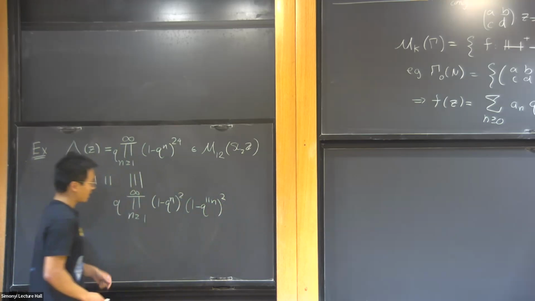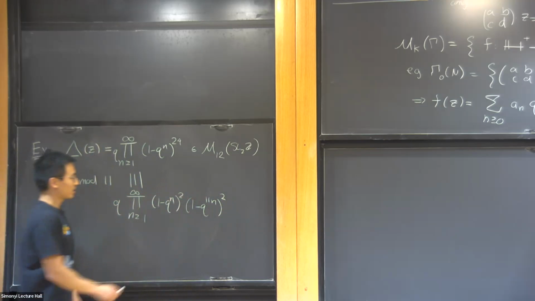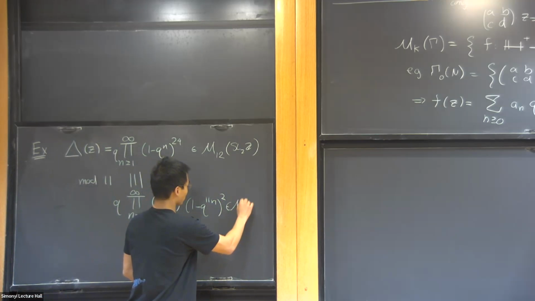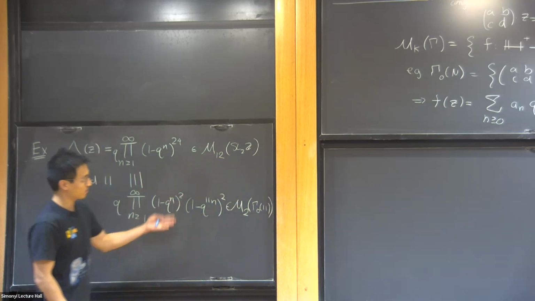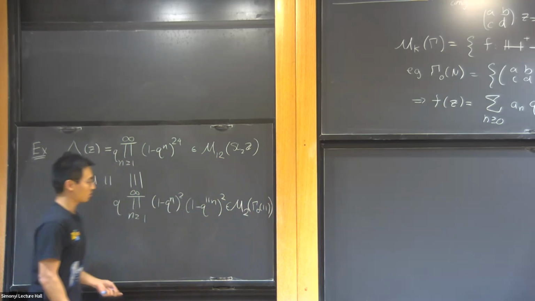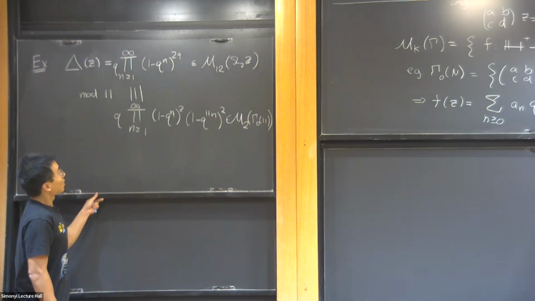And it turns out that not mod 11, just this expression down here, is the Fourier expansion of another modular form of weight 2 and level gamma naught 11. I defined for you gamma naught 11 up there: it's matrices where the bottom left entry is congruent to 0 mod 11.